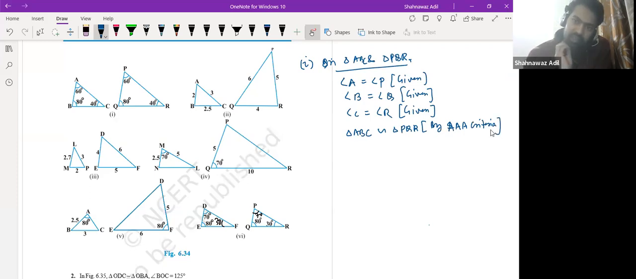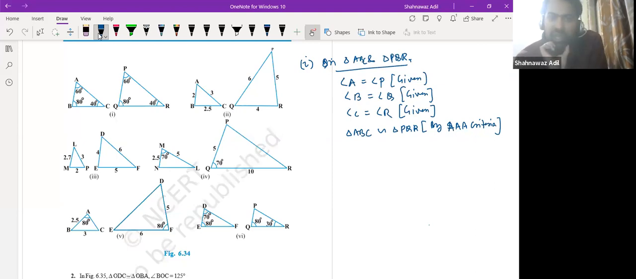This is the first question. Yes, Rifa, is it clear? But how will we know whether we have to use the AA criteria or SAS or SSS? Because they are not asking.